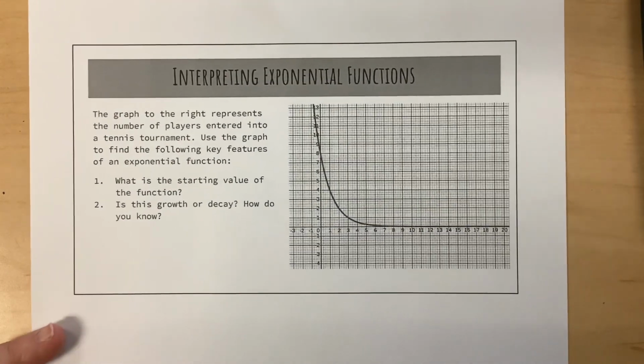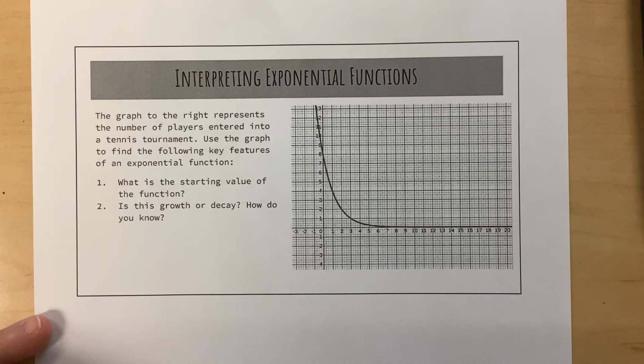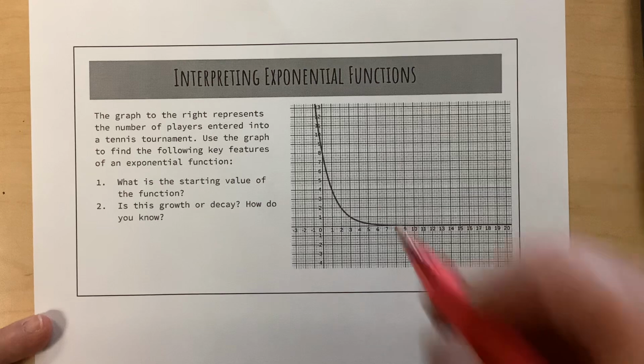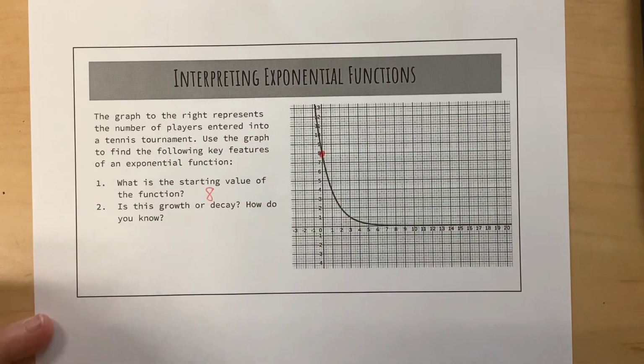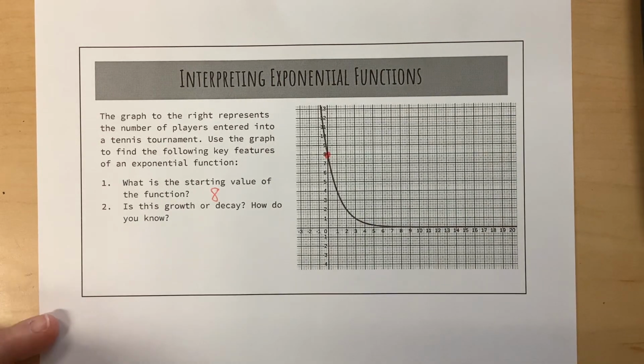The graph to the right represents the number of players entered into a tennis tournament. Use the graph to find the following key features of the exponential function. So once again, what was the starting value? That's right here at 8. That means at the beginning of the tournament, there were 8 players that were participating in the tournament.